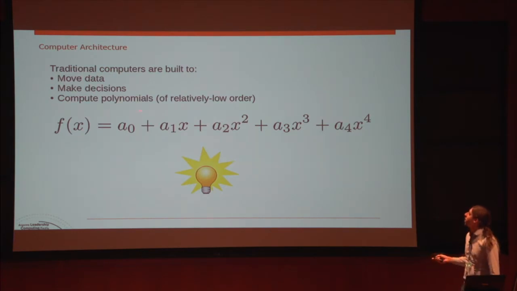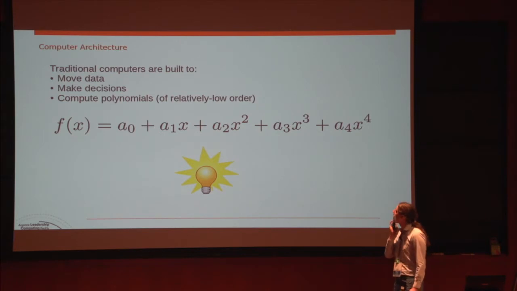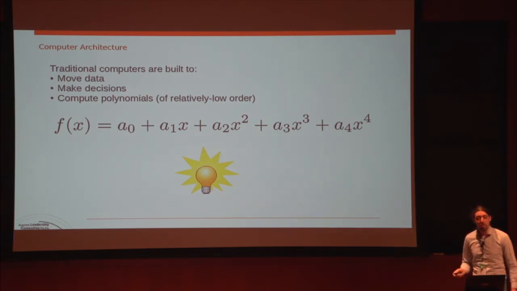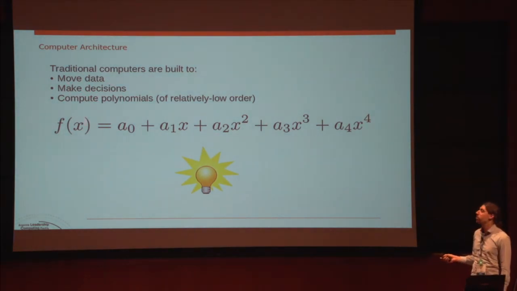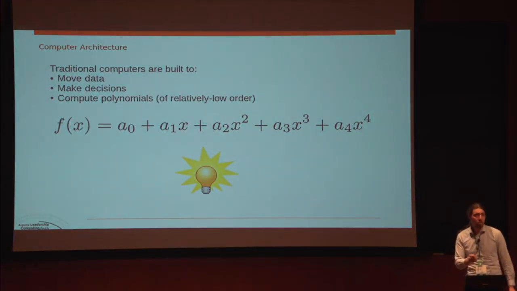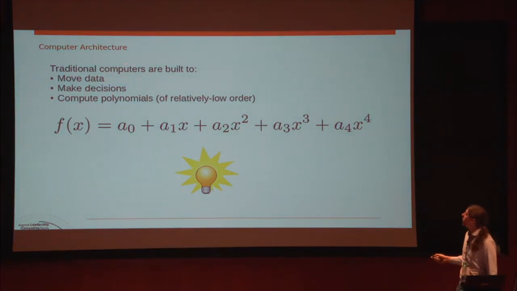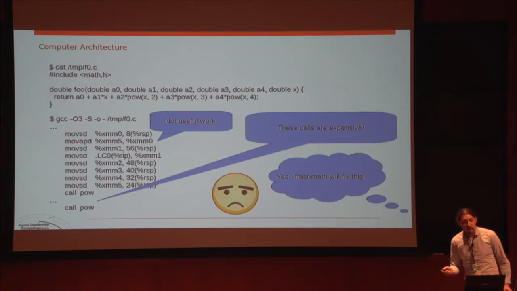All right. Let's start with a very simple example. Most computers, and I'm being very general here, are built to do essentially three things. They are built to move data around, and they're built to make decisions, since the code has branches and such, and they're built to compute relatively low-order polynomials. Here I've written down a relatively low-order polynomial.